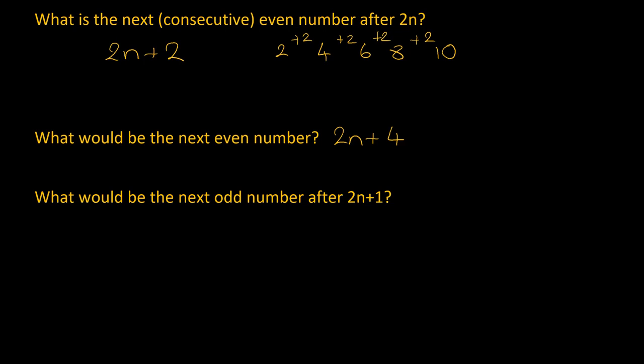So in a similar fashion, what would be the next odd number after 2n plus 1? So thinking about your odd numbers, what you'll see is there is also a plus 2 pattern going on here. So the next odd number after 2n plus 1 would be 2n plus 3.